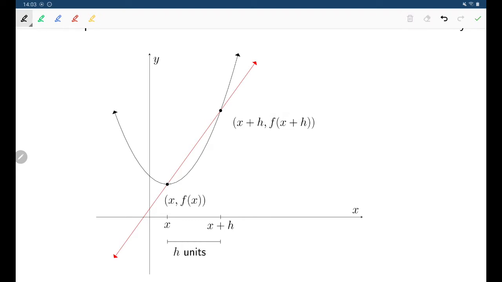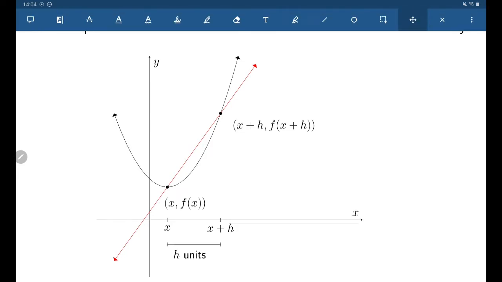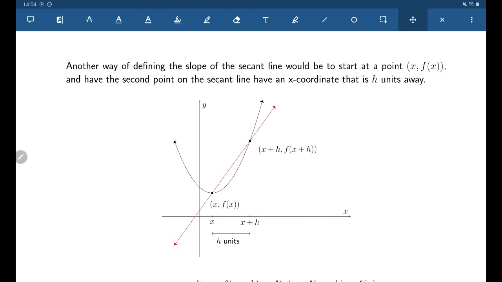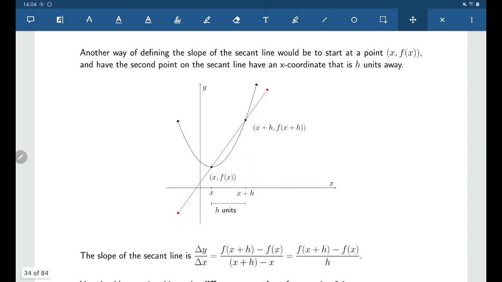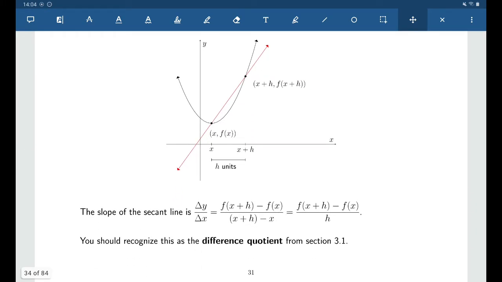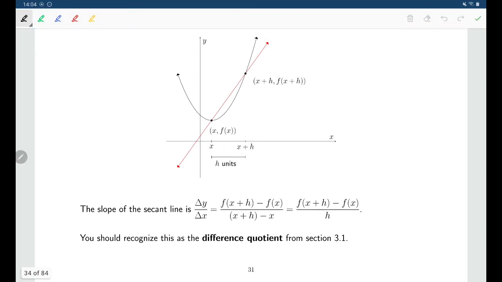Just like how when we said it was the points A and B, that this was A with f of A and B with f of B. Same idea here, just we're writing it in a slightly different way. And the reason we're doing this is to show the connection between this secant line and the difference quotient that we had from back in 3.1.